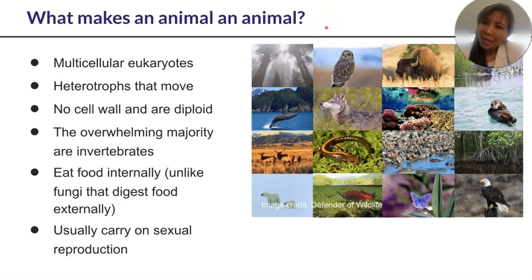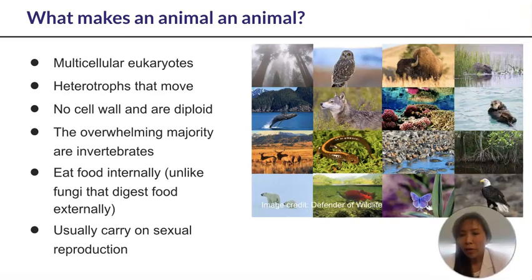So what makes an animal an animal? If we look over here on our right-hand side, just look at all the different wildlife that exists. What makes an animal an animal is they tend to be multicellular, right? So versus unicellular, such as prokaryotes. So they tend to be multicellular eukaryotes. They're heterotrophs, which means that they aren't able to make their own food source, and they tend to move. They do not have cell walls and are diploid.